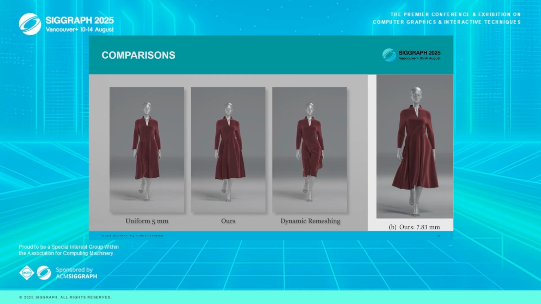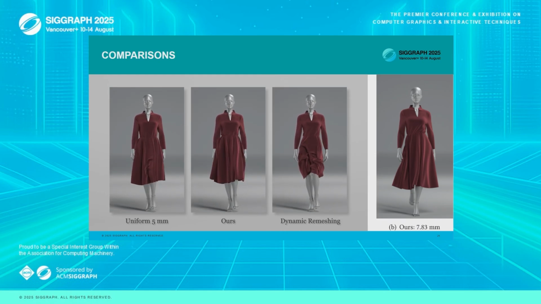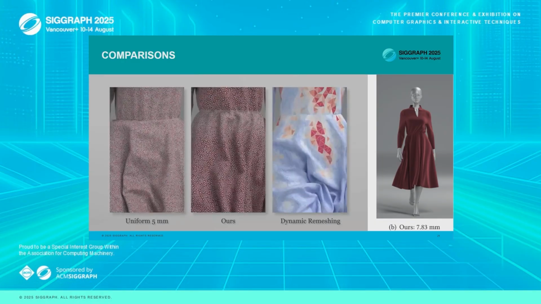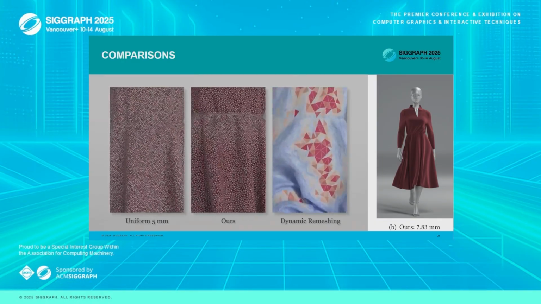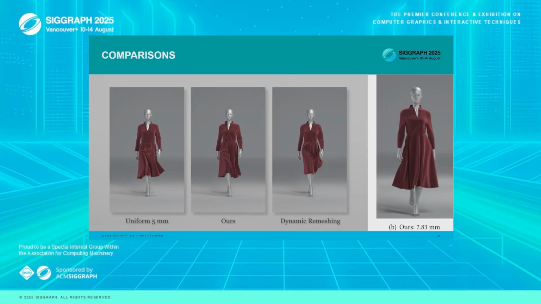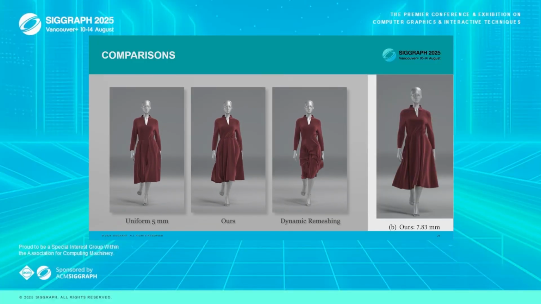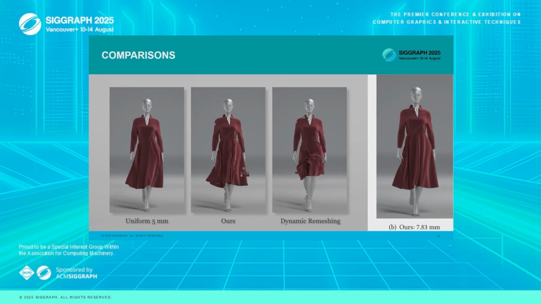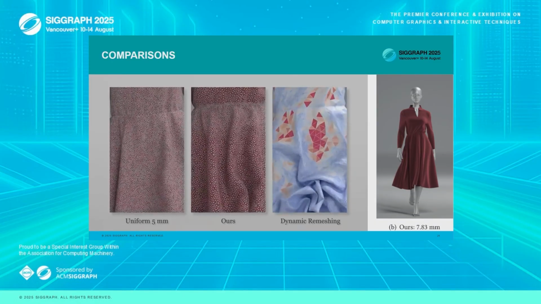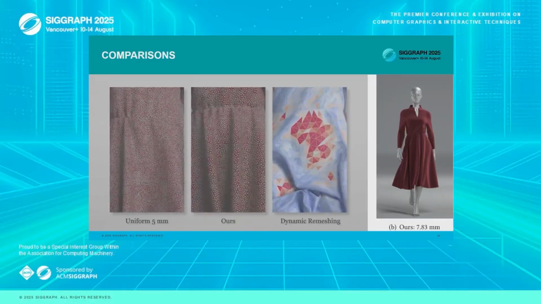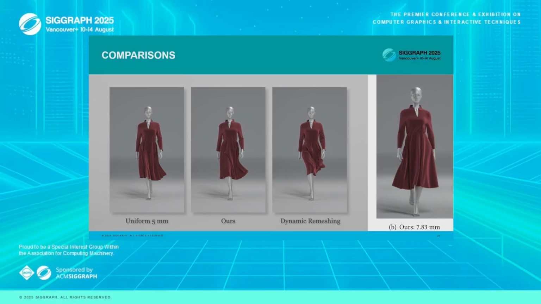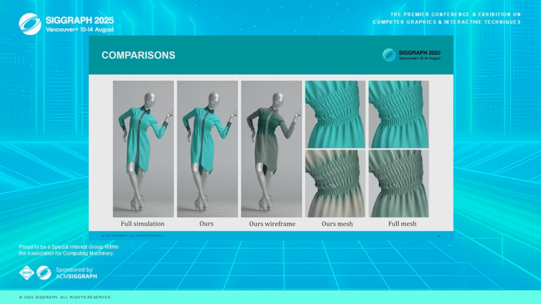For some comparisons, our method uses an estimate of optimal resolution of 7.83 millimeters, which produces animation results similar to the fine simulation at 5 millimeters, but with lower computational cost. In contrast, dynamic remeshing not only introduces visual artifacts, but also requires more computational resources. This is an example of a dress with multiple shearing lines compared to the full simulation with resolution of 2.5 millimeters. Our method produces the same wrinkle effects while using much less computational resources.